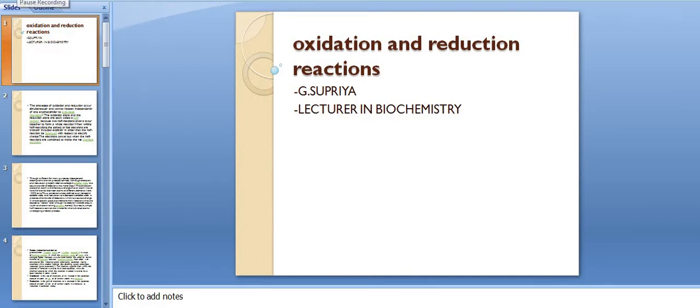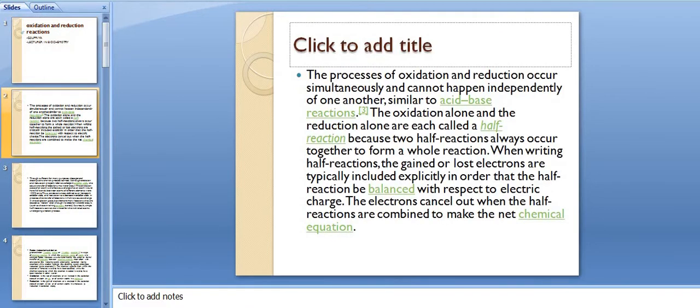Now I'm going to explain oxidation and reduction reactions. Let us discuss this. The processes of oxidation and reduction occur simultaneously and cannot happen independently of one another, similar to acid-base reactions.